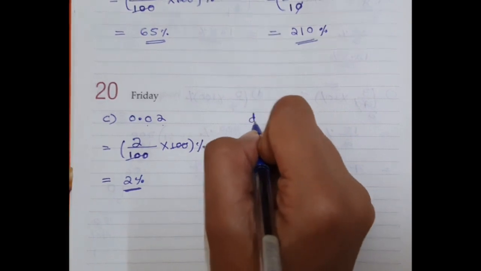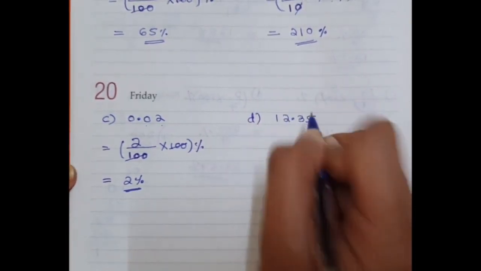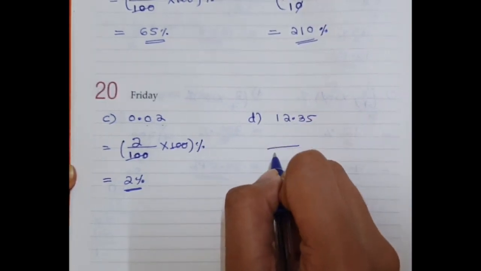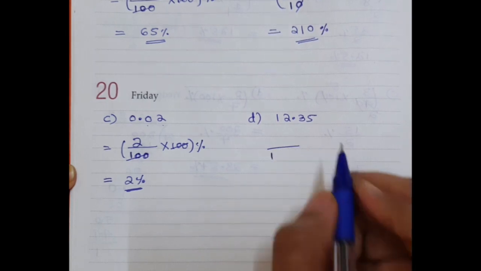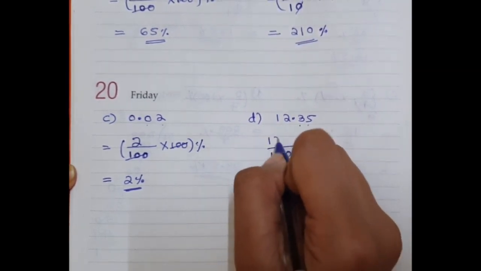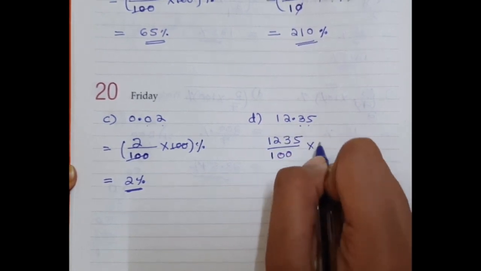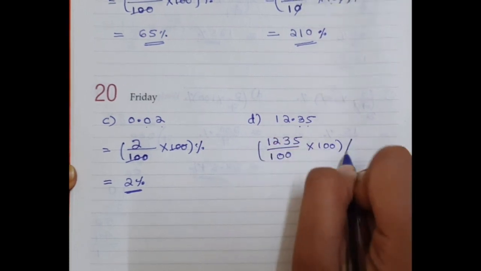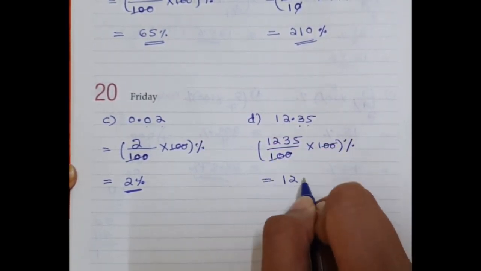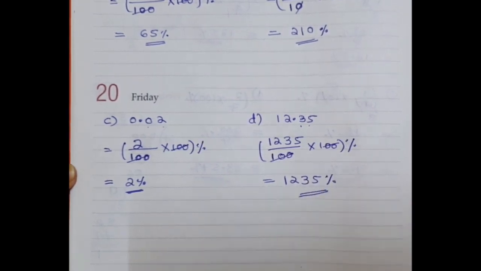Now let us solve for D. 12.35. 12.35, what should I write in the denominator? First let me write 1, 0 and then 2 zeros. So this will be 100. In the numerator, what should I write? 1235. Now convert this into percentage. This 100 got cancelled. So the final answer is 1235 percentage.